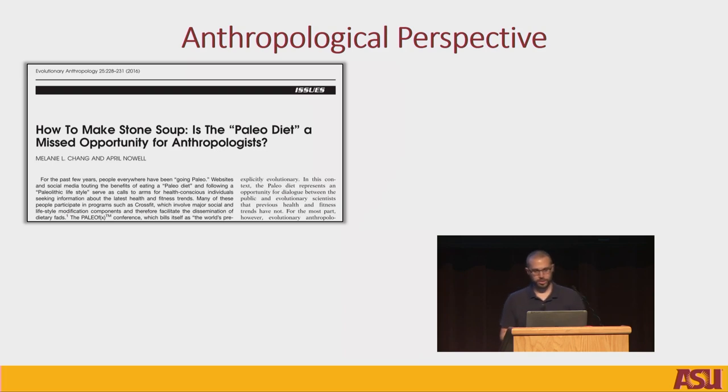So first will be the anthropological perspective. Chang and Knoll in 2016, great title, "How to Make Stone Soup: Is the Paleo Diet a Missed Opportunity for Anthropologists?" In here, they basically are excited about the paleo movement and say, shouldn't we be happy that consumers are searching for evolutionary guidance about how to best live their lives? And in the paper, they recognize that prior efforts of anthropologists to engage the paleo community have primarily failed. They basically say, moving forward, that anthropologists should take advantage of the paleo movement to educate people about their discipline and about human evolution. So this is a recent 2016 paper, so it's a pretty promising start.